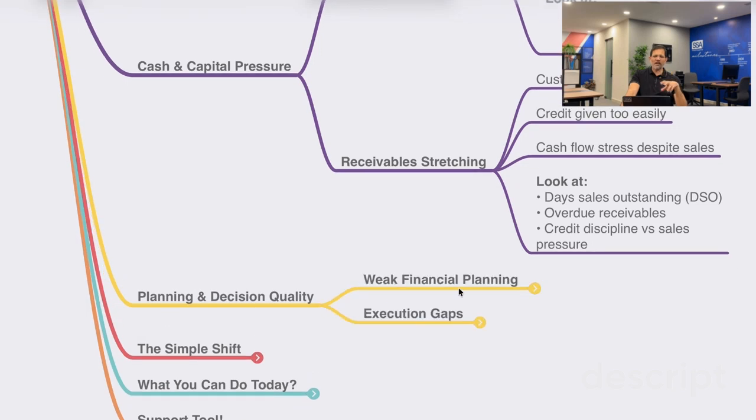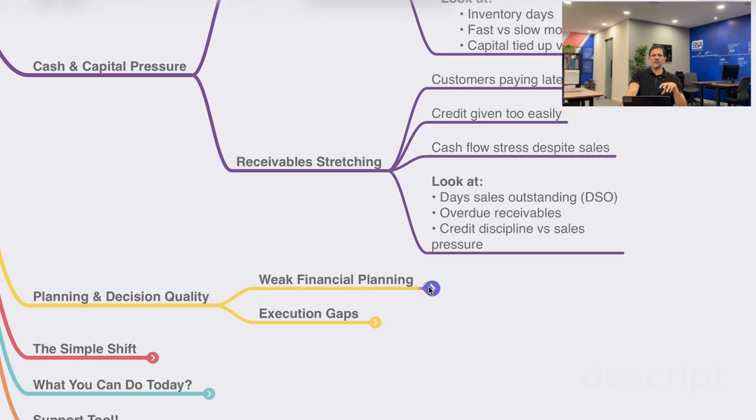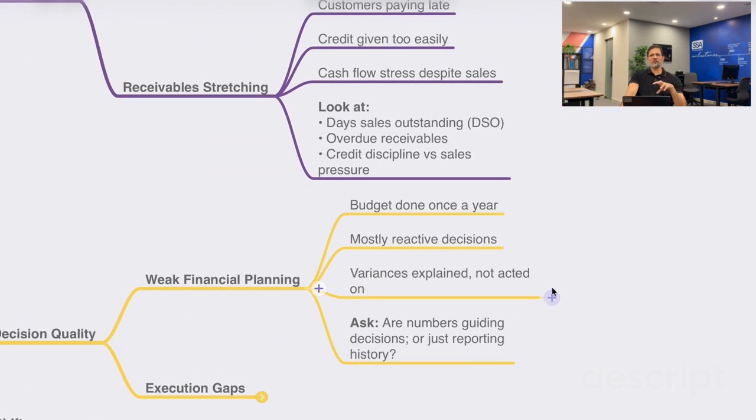Moving on, planning and decision quality. Financial planning is one aspect. Most businesses do their financial planning once off, typically at the start of the year, where they do their budgeting and say this is the amount of money we're going to make, this is how much we will spend, this is what we will spend on capital expenses, this is what we're going to spend on operating expenses, and so on.